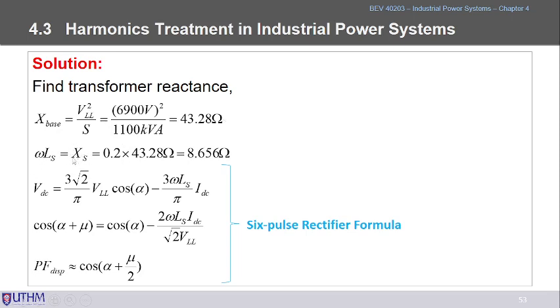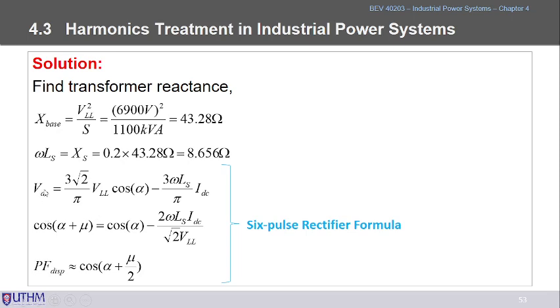The Xs of the transformer is given as 20%, so 0.2 per unit multiplied with the X base. Then we get 8.65 ohms. And then these are the 6 pulse rectifier formulas. You don't need to remember the formulas. You can refer to them anytime, whether it is in the test or in the final exam. You can refer back to the slide.